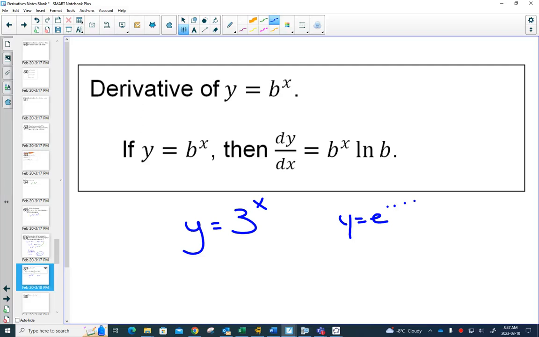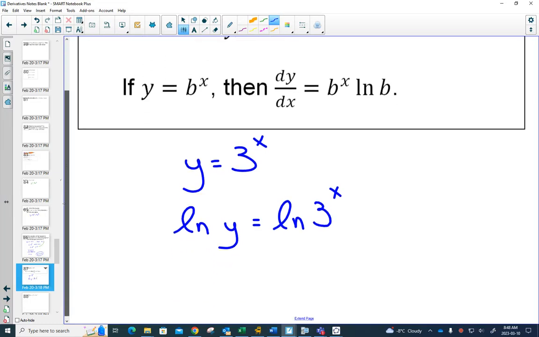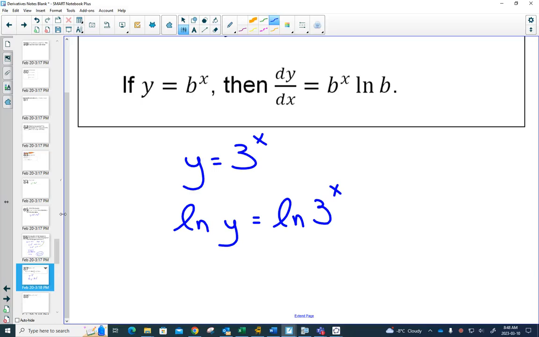So I'm going to play around with this equation. If I have y equals 3 to the x, and this will be a little review of some of your log laws, and I take the natural log of both sides, that would give me the natural log of y equals the natural log of 3 to the x, which would allow me to bring the x out in front. So one of our log laws says, if you have a power inside of a logarithm, that power can come out in front.